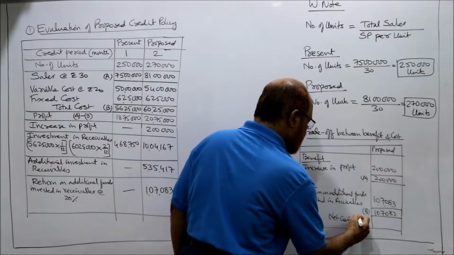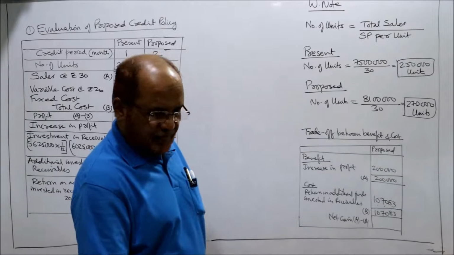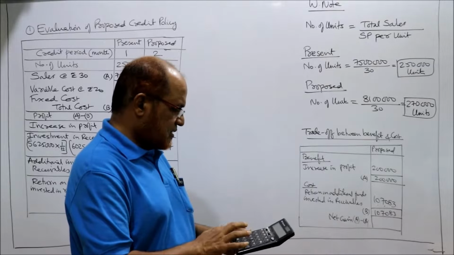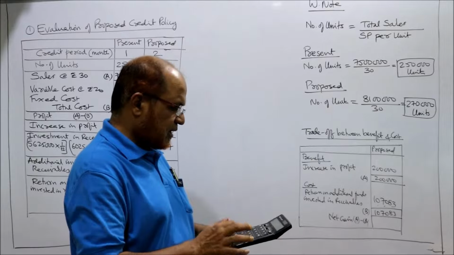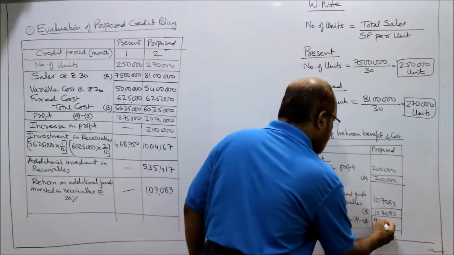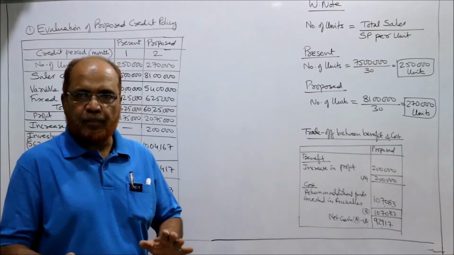Net gain A minus B. Net gain we are finding out. So 2 lakh minus 107,083, it comes to 92,917. That's it. This is the end of the problem.